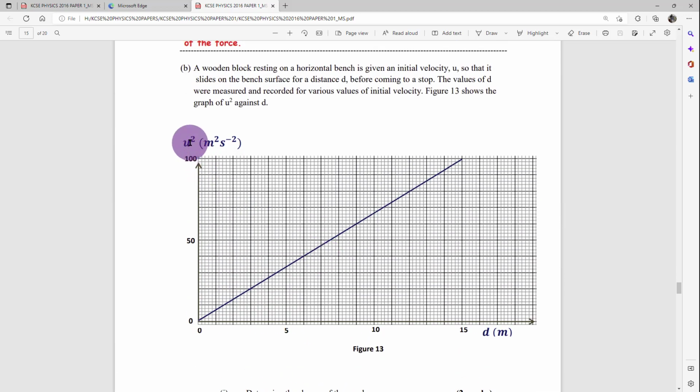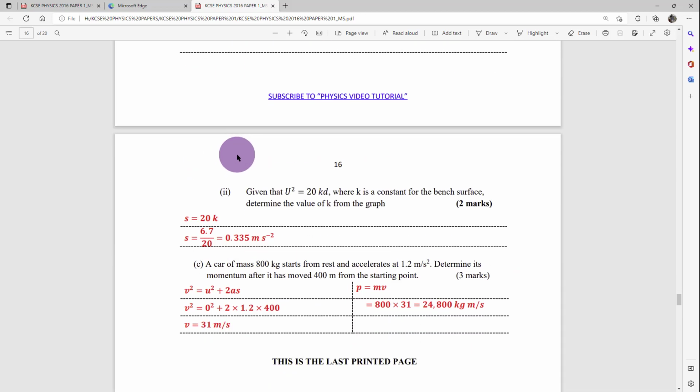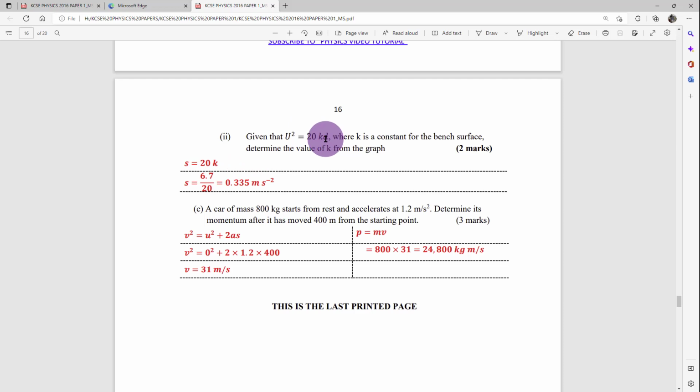that u squared is on the y-axis and d is on the x-axis. So by separating the variables, we are supposed to see that the gradient that we have just worked out is equal to 20k, in which case now the value of k can be worked out by, we know the slope is 6.7, so this is supposed to be k.